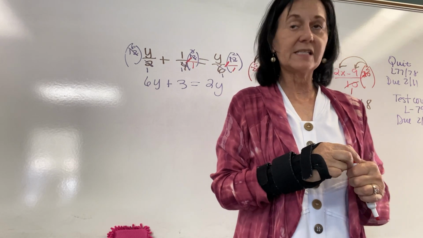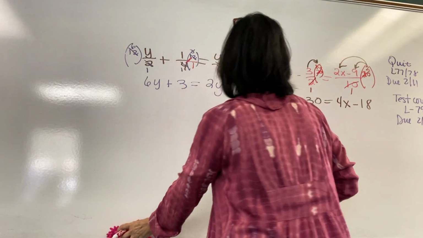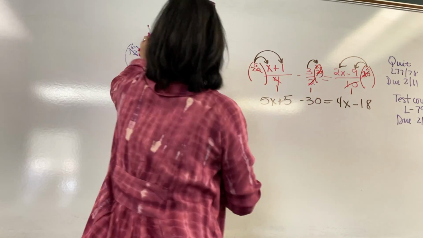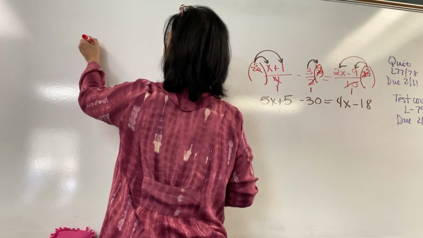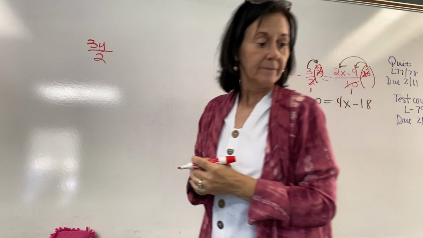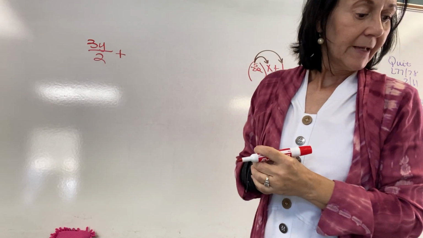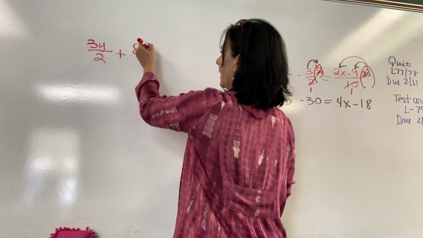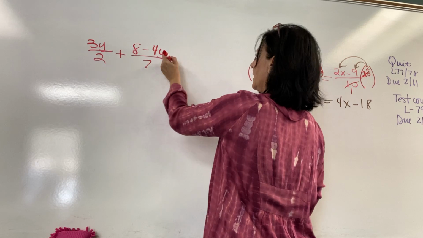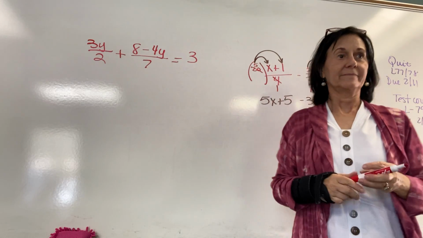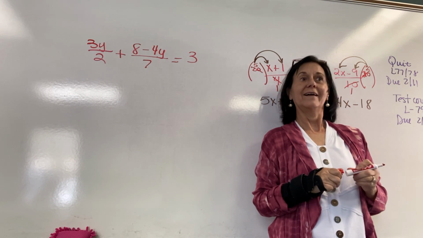Example 78.3 on the bottom of 320. It looks a little different. It's just the same lesson. Same lesson, going back one. 3y over 2 minus (8 - 4y) over 7 equals 3. The common denominator could be 14. Yeah, it is 14.